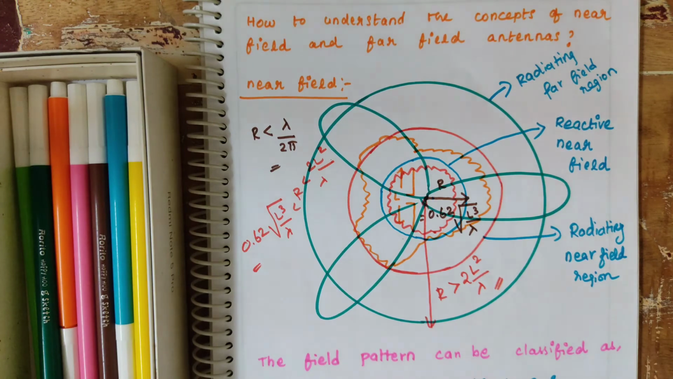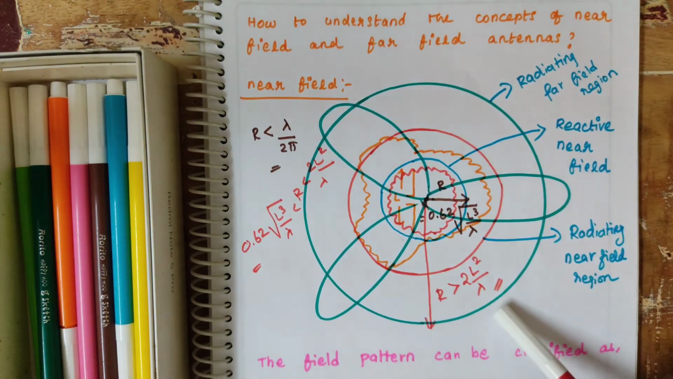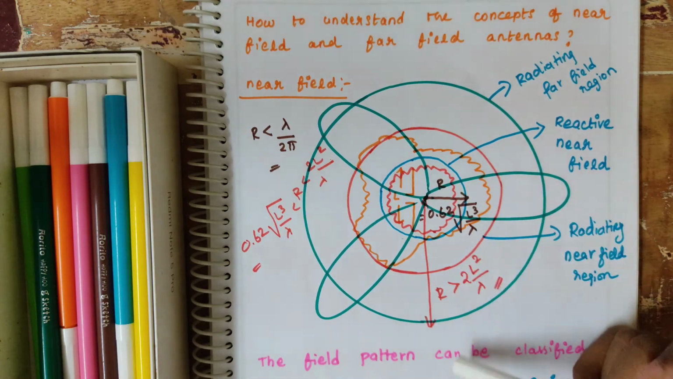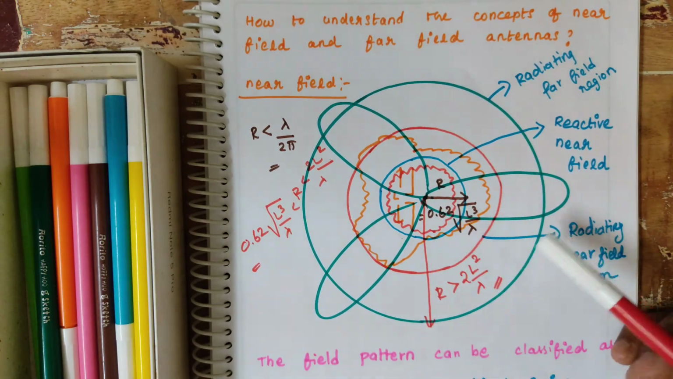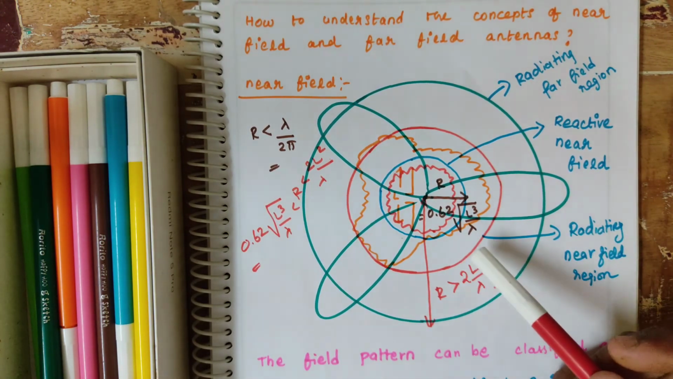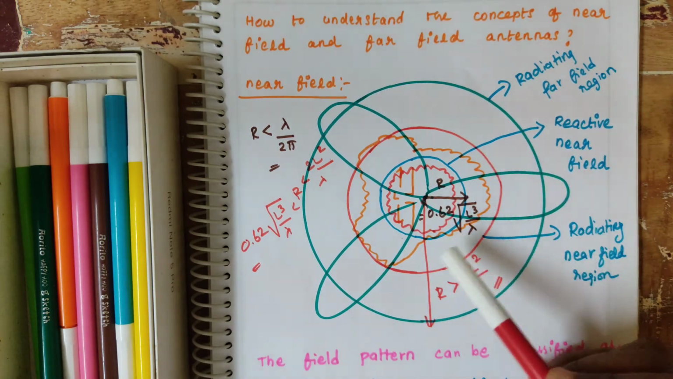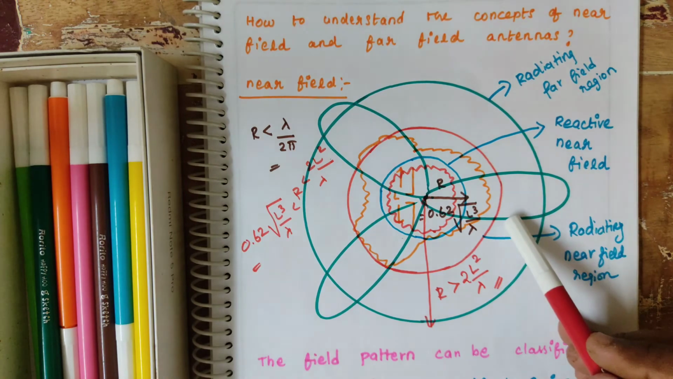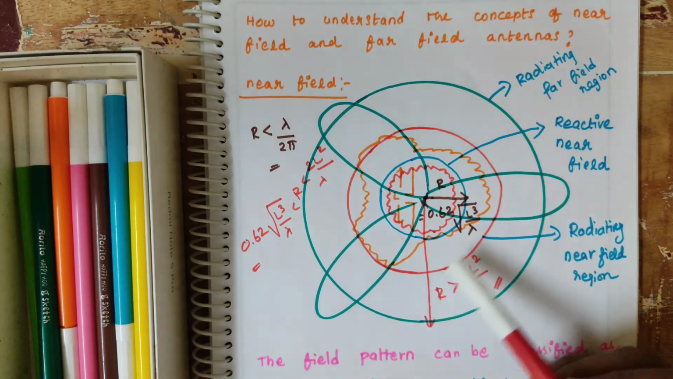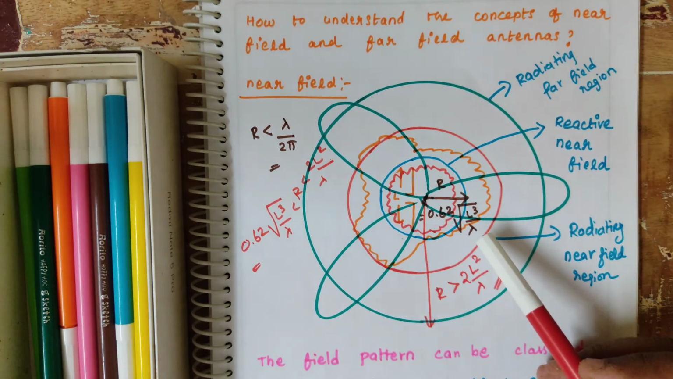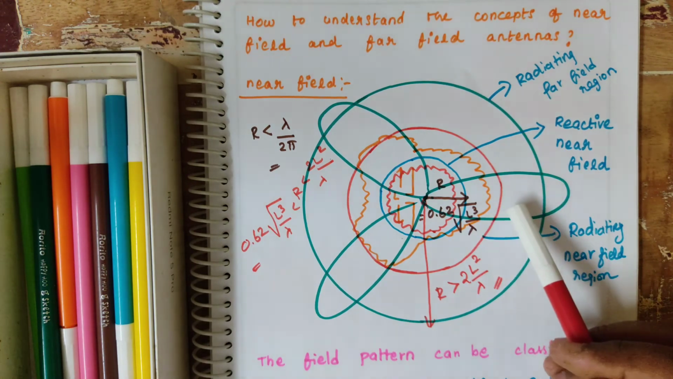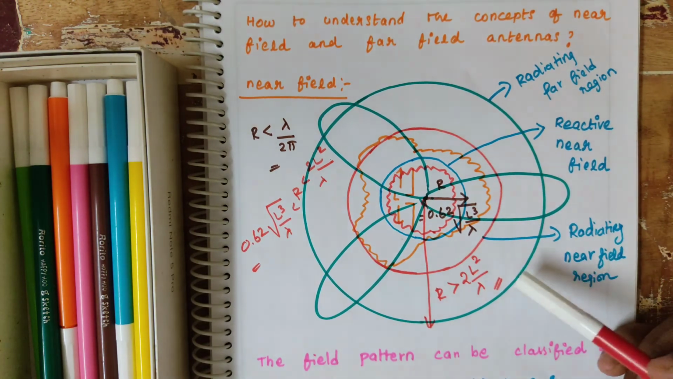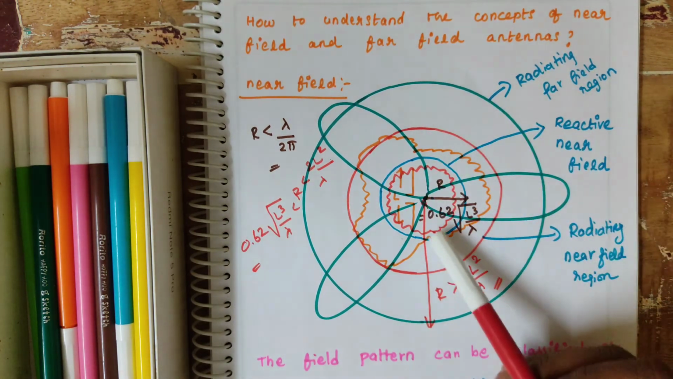Now we see some properties of this radiating far field region. The wavefront becomes approximately planar. Next point, the radiation pattern is completely formed and thus does not vary with the distance. And E field and H field vectors are orthogonal to each other. These are some important properties of far field region.